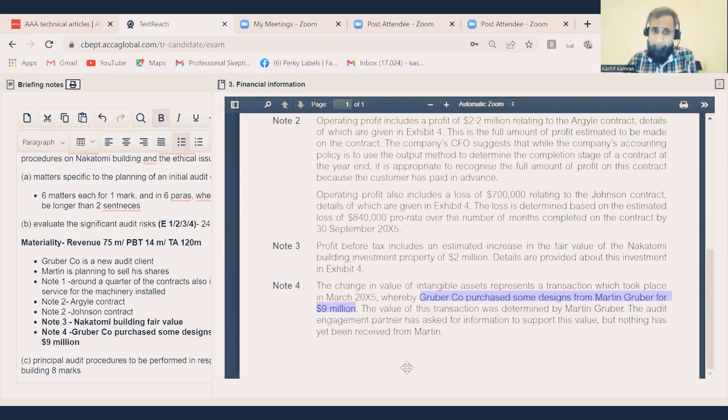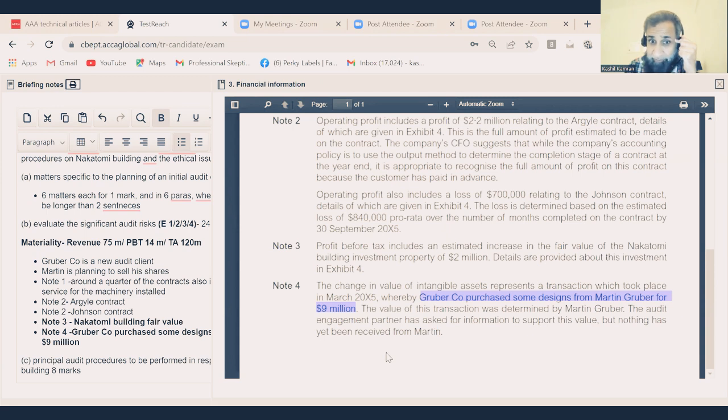Are you all with me? Okay. The value of this transaction was determined by Martin. Would Martin like to determine a higher value of this transaction so that he can overstate their total assets to fetch a better price? So Grubber Company purchased designs from Martin Grubber for $9 million, and the value of this transaction was determined by Martin Grubber.